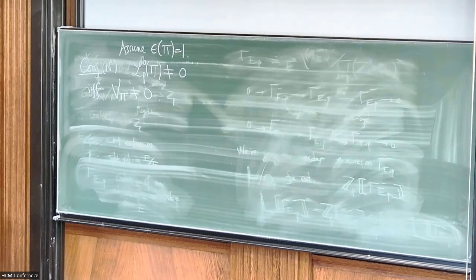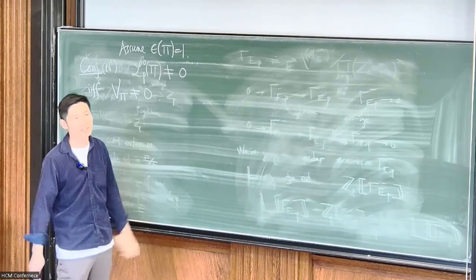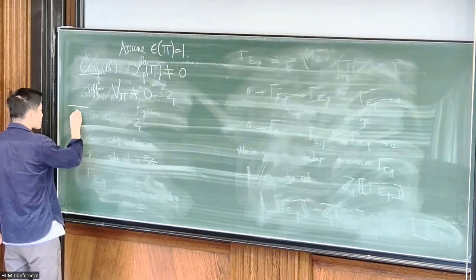Okay, that's the non-vanishing conjecture for the p-adic L-function. And the second, whenever you have a p-adic L-function, there should be a corresponding Iwasawa main conjecture. So let me state the Iwasawa main conjecture in this case. Once we are done with the rank zero case, we will go to the more interesting case where epsilon π is negative.